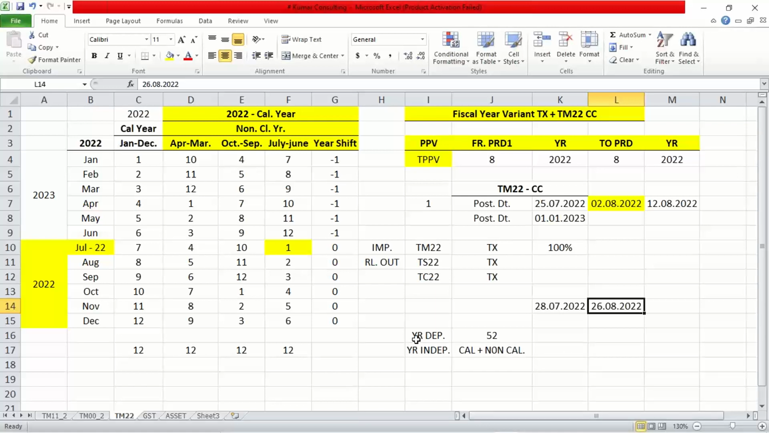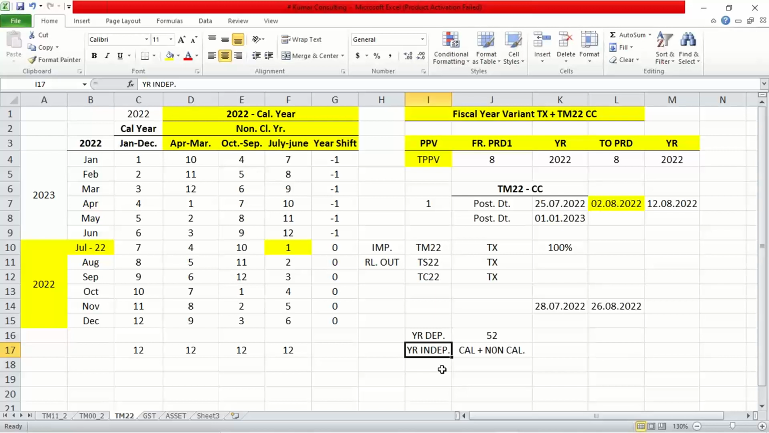So year dependent, we have to define every year. Every year you have to make the changes, right? So year dependents are going to be changed, in the sense we have to change this every year. The start period and end period are going to be changed every year. So this is the difference. Year dependent is going to be maintained every year. Year independent, no need to maintain. Once you have defined, that's it.